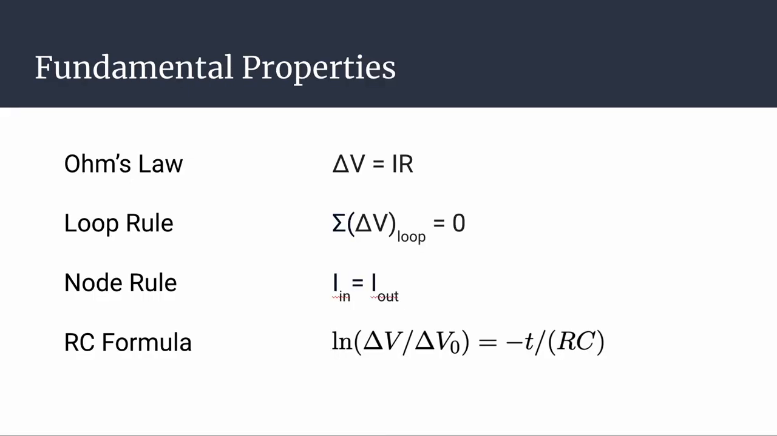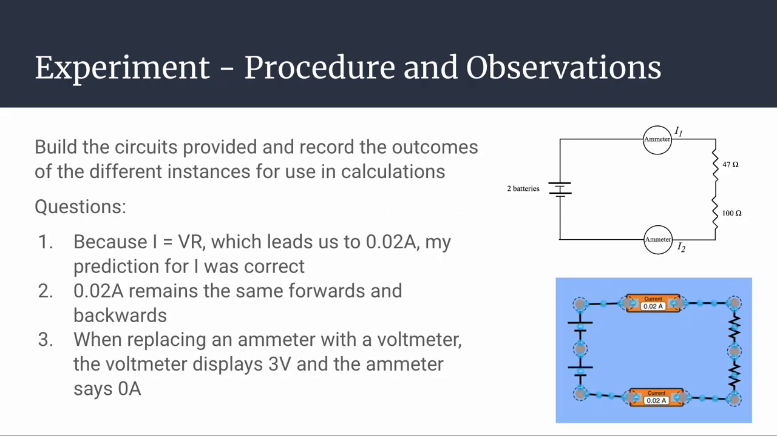Some fundamental properties for this lab include Ohm's law, loop rule, node rule, and an RC formula that's specific for this lab that allows us to work out some things and find an RC value later on. Within the actual experiment itself, for our first step, we built the circuit provided and recorded outcomes of different instances for use in some later calculations.